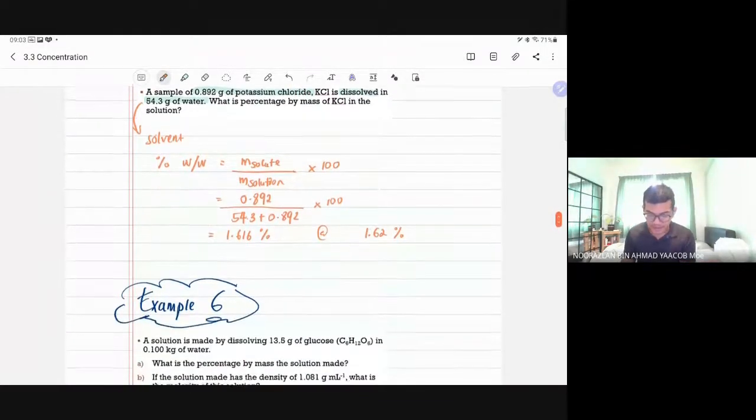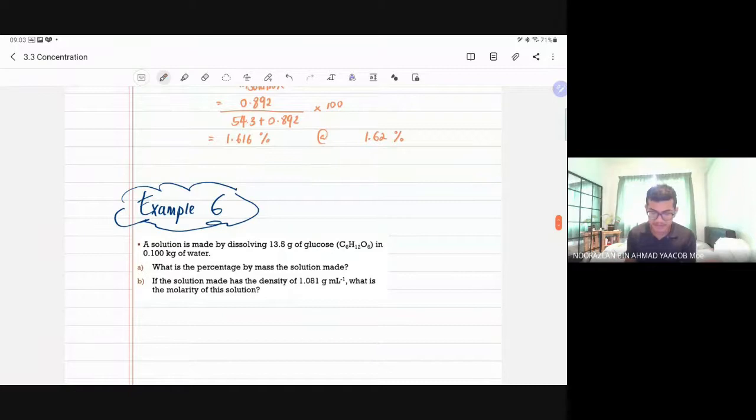Okay. Now, example 6 pula. Now, this is a more complicated example. A solution is made by dissolving. Okay, so dia bagi tahu this is the solute. Okay, so this is the solute.